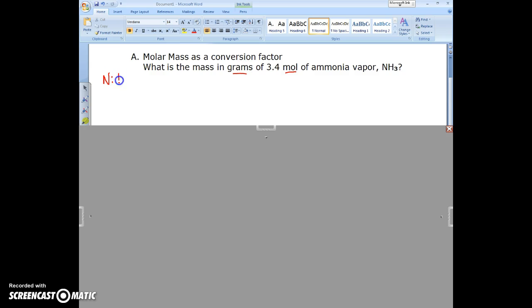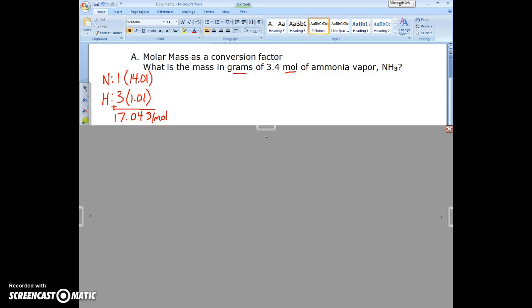Now, ammonia has one nitrogen and it has 3 hydrogens. Each nitrogen from the periodic table has a mass of 14.01 grams per mole. Each hydrogen is 1.01 grams per mole. So the molar mass of ammonia is going to be 17.04 grams per mole. That's how many grams are in 1 mole of ammonia.